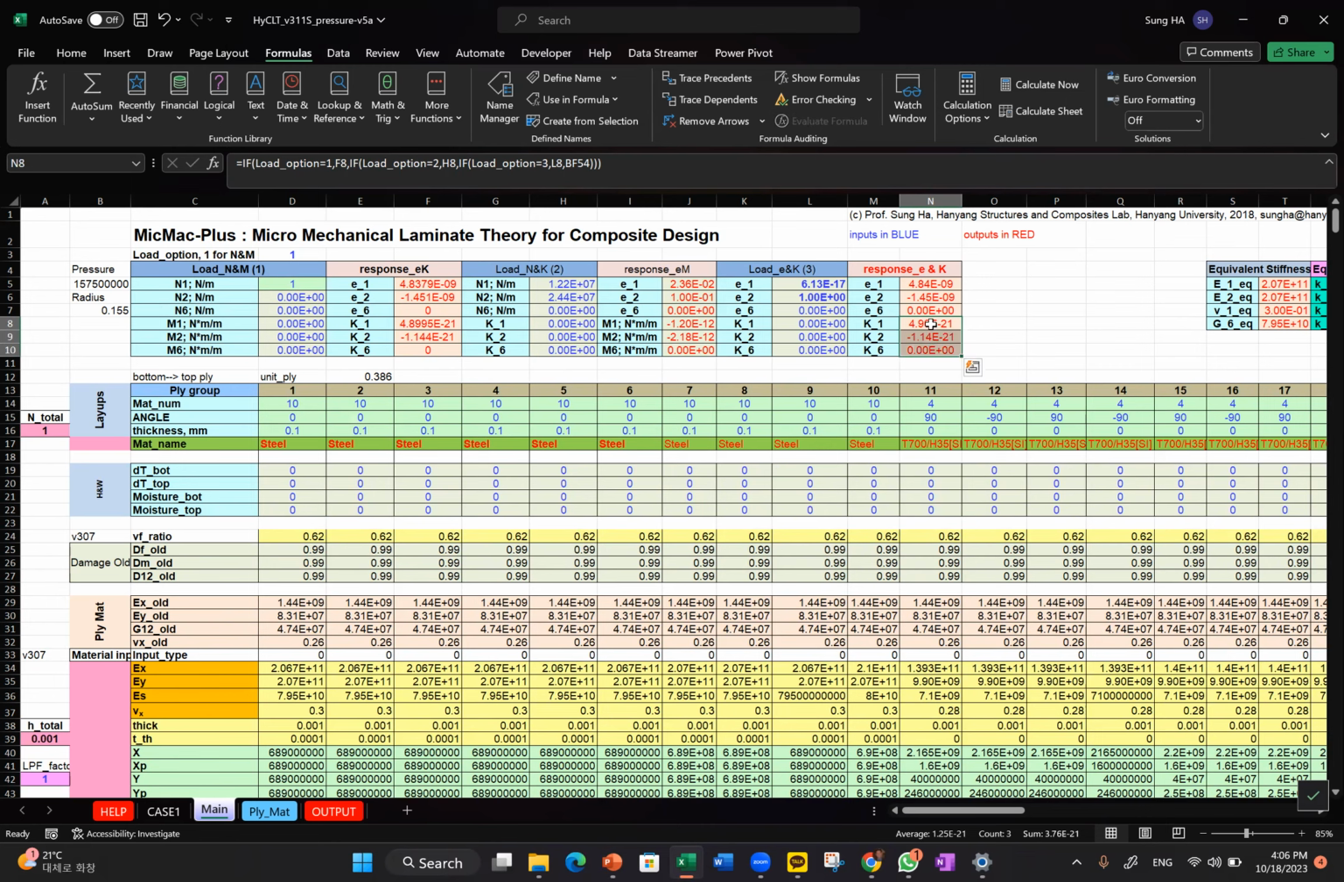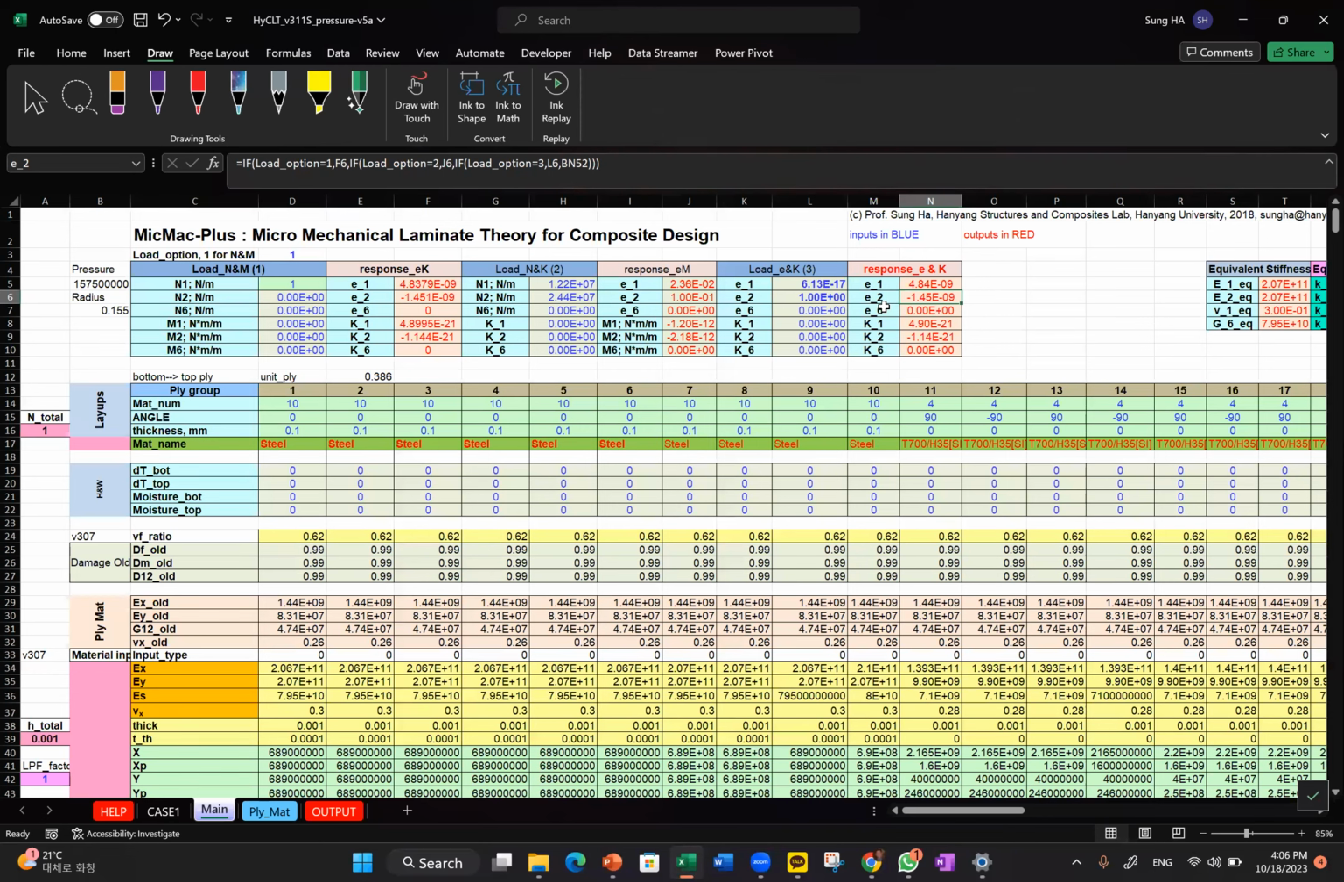So no curvature. But pay attention to here, please. We have a minus in two direction. What does it mean?